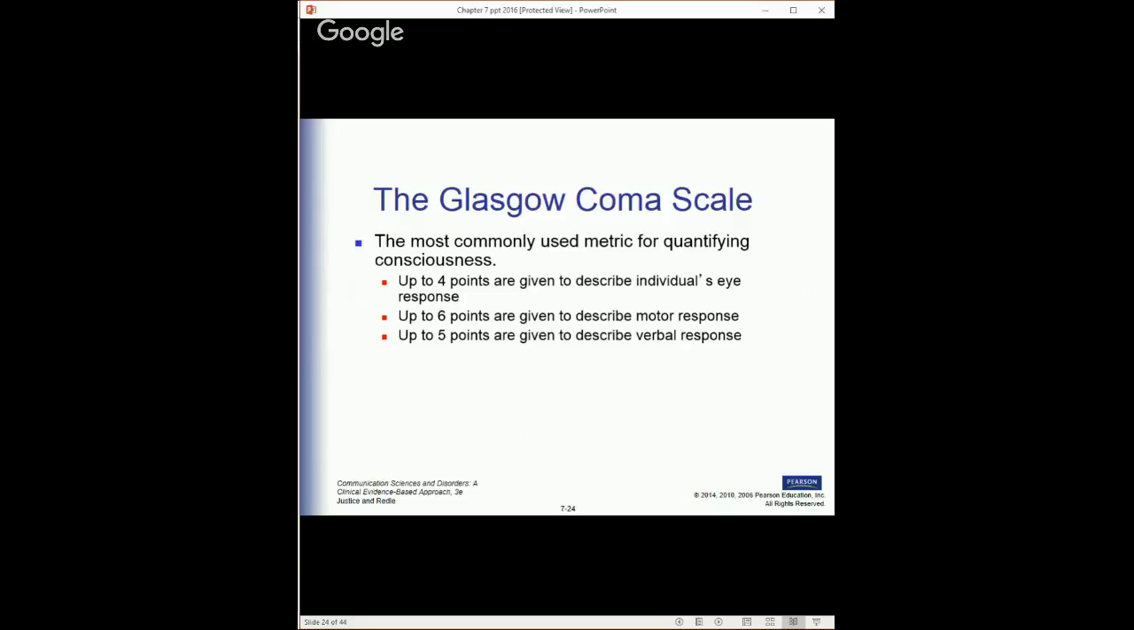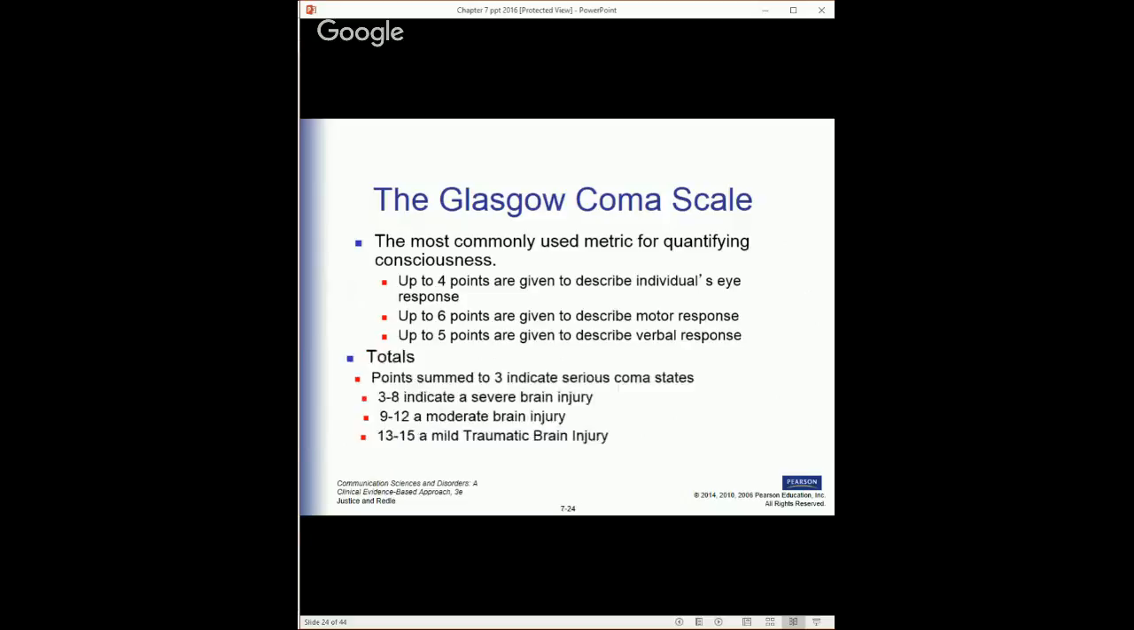Typically, a severe brain injury is diagnosed in a patient with a score of from 3 to 8 when the coma lasts for 6 hours or longer. A moderate brain injury is diagnosed with a score from 9 to 12, and a mild traumatic brain injury is diagnosed with a score from 13 to 15. And that would be maybe a concussion or loss of consciousness for 30 minutes or less, which would be considered a mild TBI.